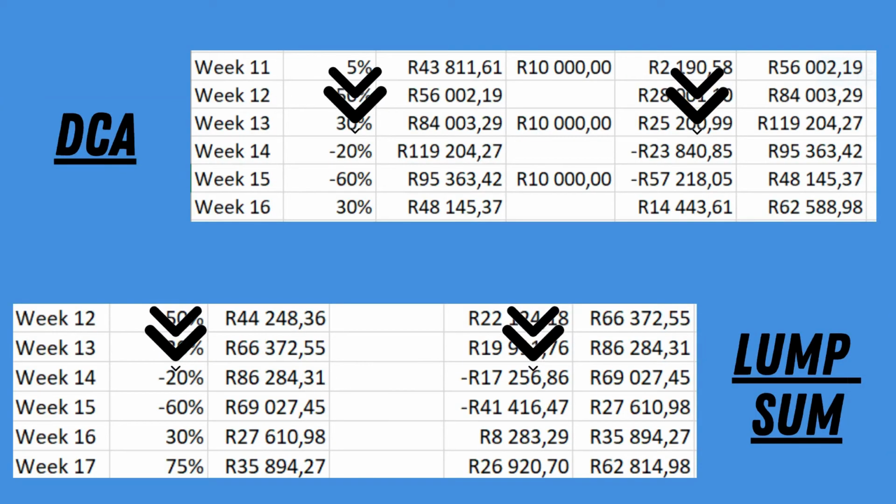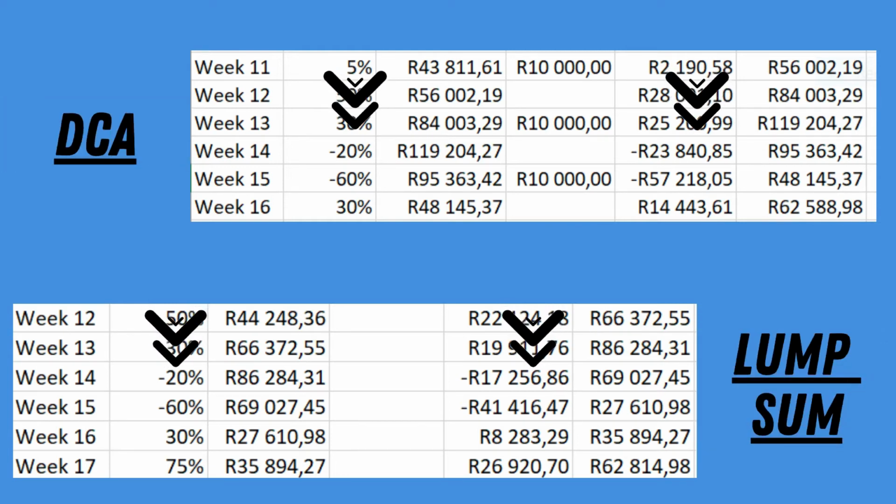So if we look at this, already here you can see a discrepancy happening. Week 14, or let's do week 13, we've got 86,000 Rand with the lump sum method, but with the dollar cost averaging, we've got 120. Why is that? Because we haven't lost as much money and we keep investing consistently.